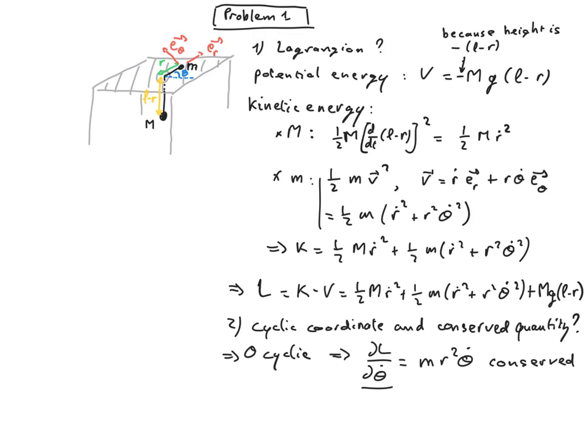And then another question could be: find an equation of motion for r and theta, using, I don't know, the Euler-Lagrange equation for the r coordinate. You just have to use our expression for the Lagrangian and compute.